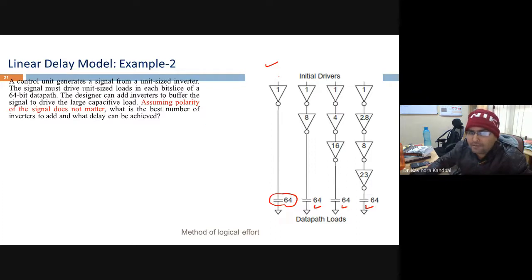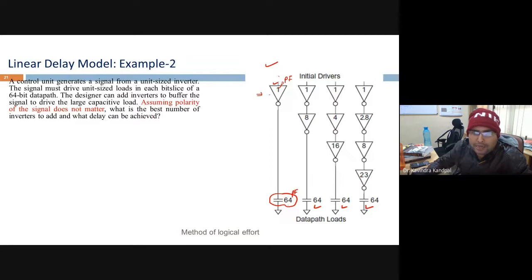The designers can add inverters to buffer the signal to drive the large capacitive load. Can you clearly see the input capacitance happens to be 1 here, and this is a single inverter, and this single inverter is driving 64. Let's say this is 1 picofarad load, this 64 picofarad. You're driving a 64 picofarad load.